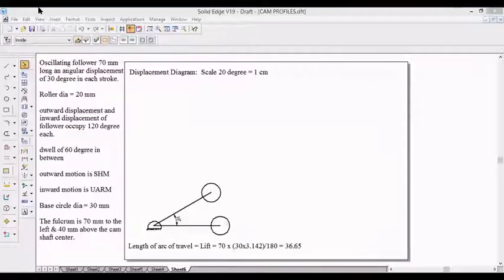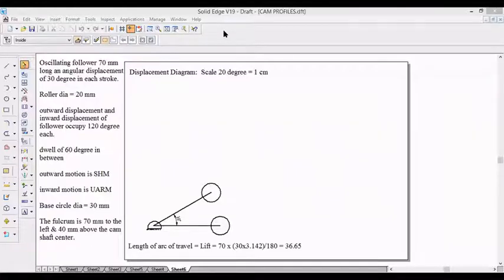Today we are discussing an oscillating follower problem. I request you to kindly note down the data. Oscillating follower 70 mm long, an angular displacement of 30 degree in each stroke, and the roller dia is 20 mm. The outward displacement and inward displacement of follower occupy 120 degree each.